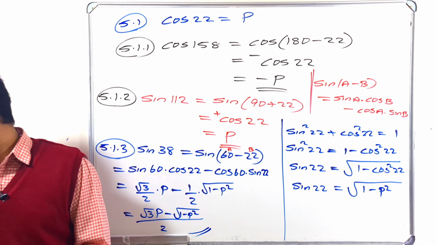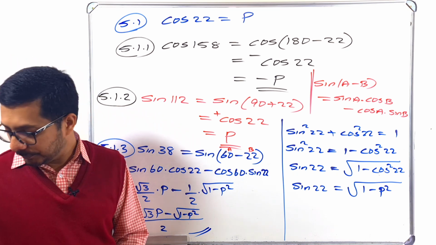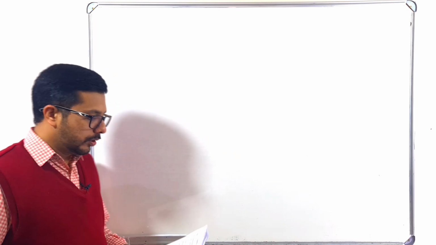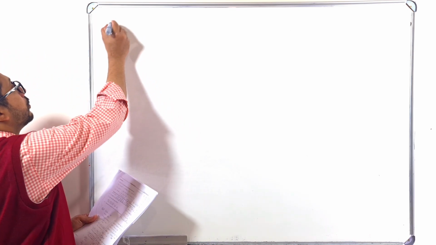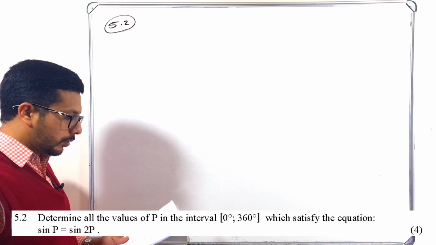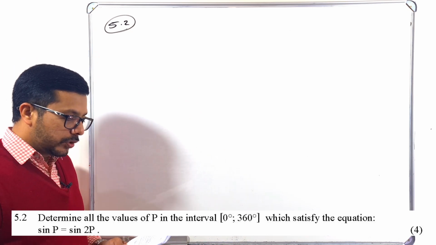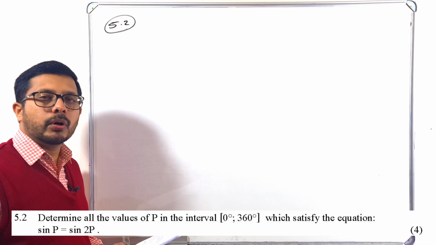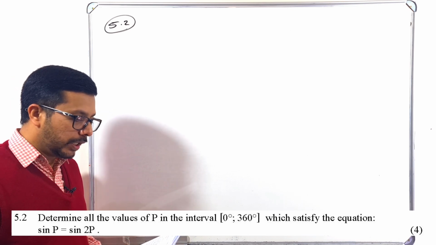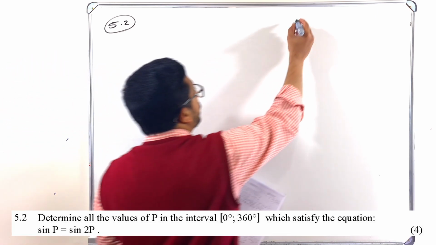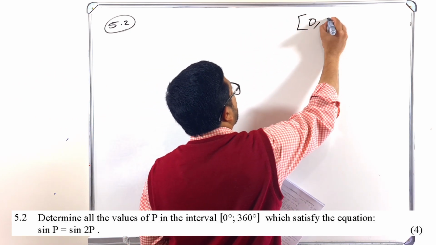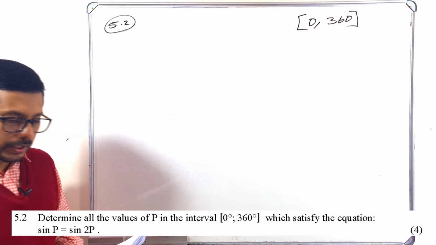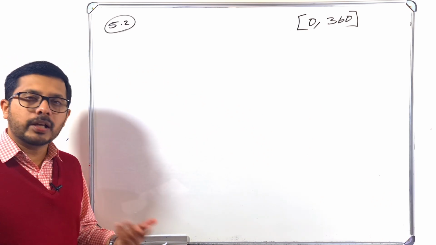Now let's move to the next question, number 5.2. What is that question? Determine all the values of P in the interval 0 to 360. So you have to find all the values of P in the interval 0 to 360. This is the domain.